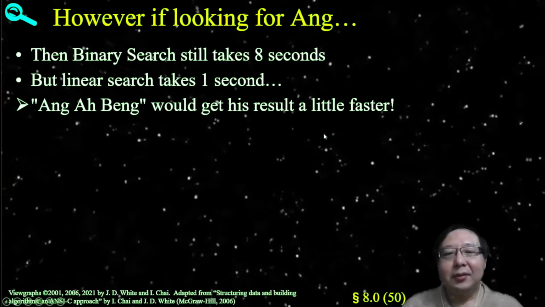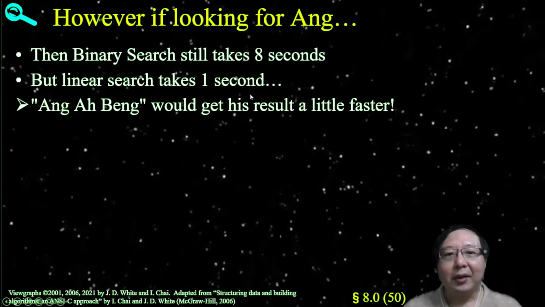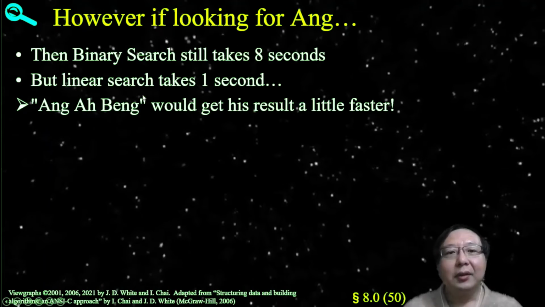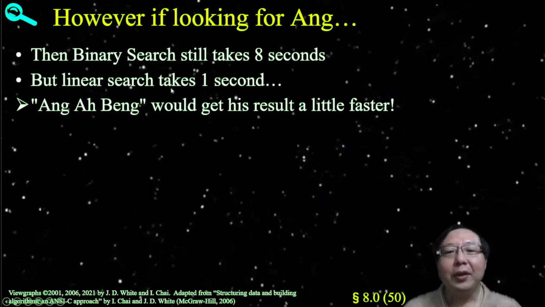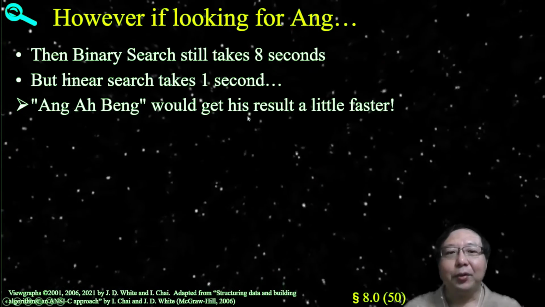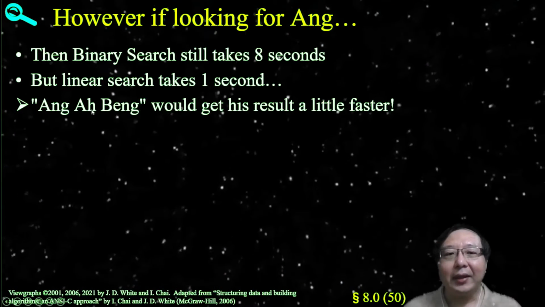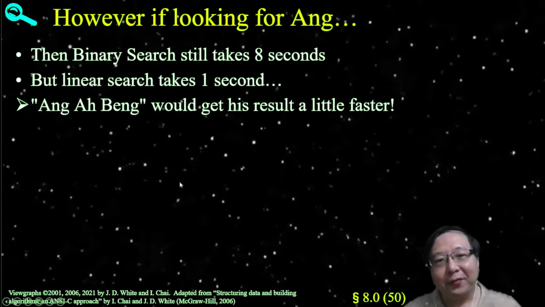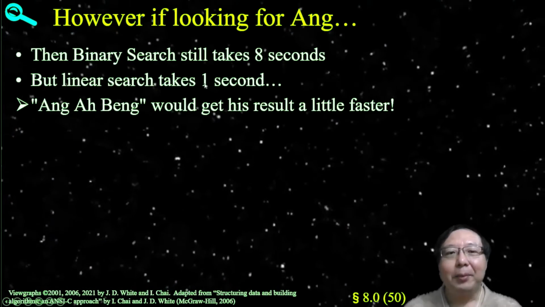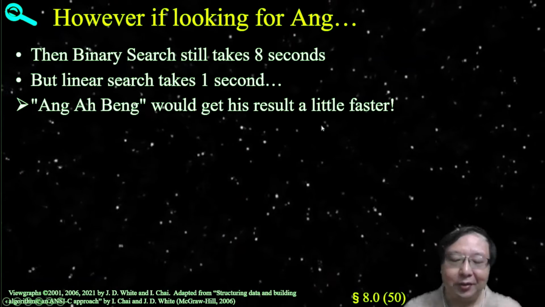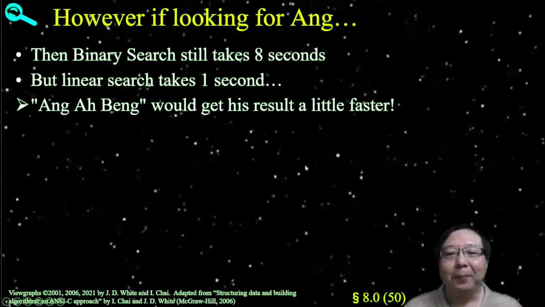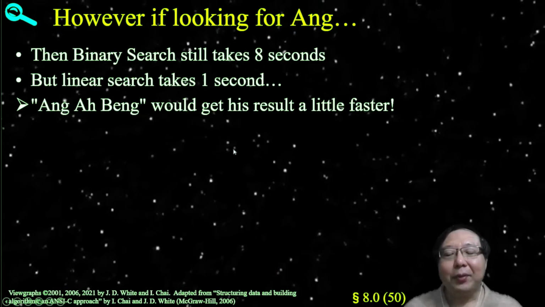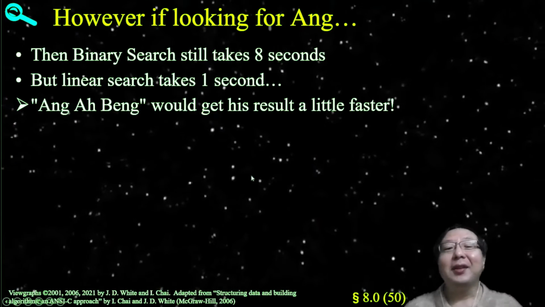So the binary search still takes 8 seconds, but if we were looking for Ang Ah Beng instead, a linear search would only take 1 second because he's the first person. So you look at the first person and you already got Ang Ah Beng. But if you're doing binary search with Ang Ah Beng, it would still take 8 seconds because it would still have to split and get down to it. If the person is right in the middle, then it would take 1 second.